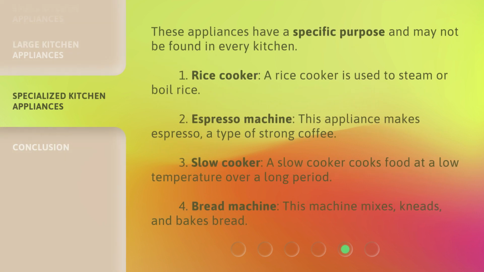These appliances have a specific purpose and may not be found in every kitchen. 1. Rice cooker. A rice cooker is used to steam or boil rice. 2. Espresso machine. This appliance makes espresso, a type of strong coffee. 3. Slow cooker. A slow cooker cooks food at a low temperature over a long period. 4. Bread machine. This machine mixes, kneads, and bakes bread.